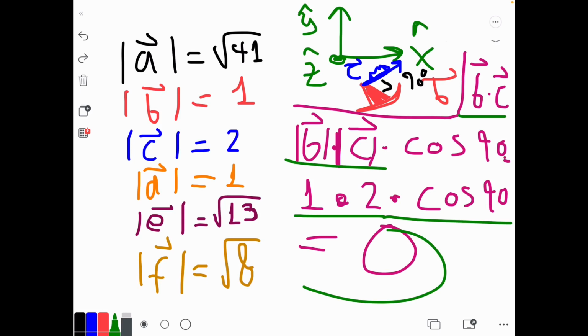Remember to also use different unit vectors for this, because dot products give us a scalar, and do not give us a vector. It's going to give us a scalar.